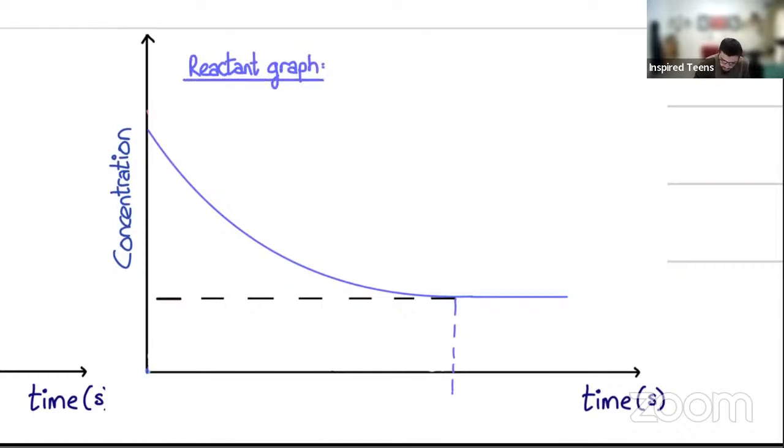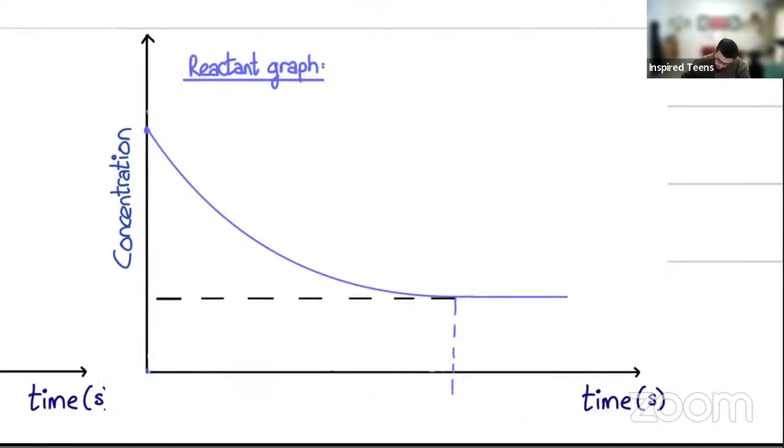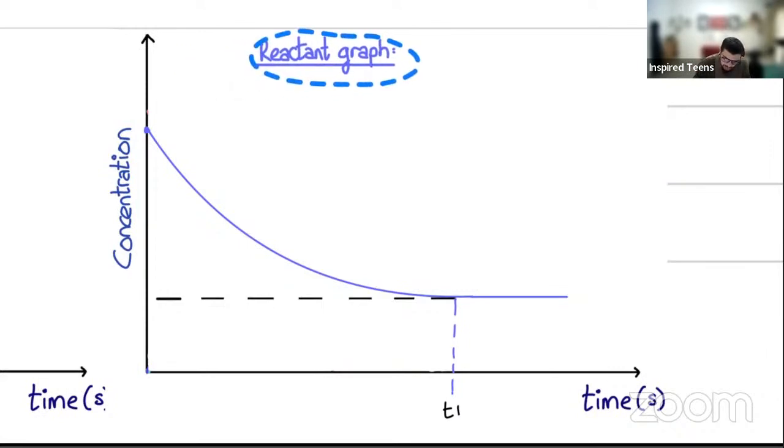We can see that we start off with an initial concentration and it decreases until it reaches a certain amount, and we can deduce that at this time, perhaps time T1, the reaction has stopped. Oh, actually, no, this is chemical equilibrium. So we understand that the reaction hasn't stopped, but we've reached chemical equilibrium. We can see that at T1, chemical equilibrium has been reached.